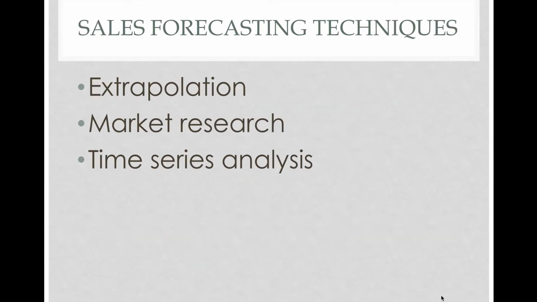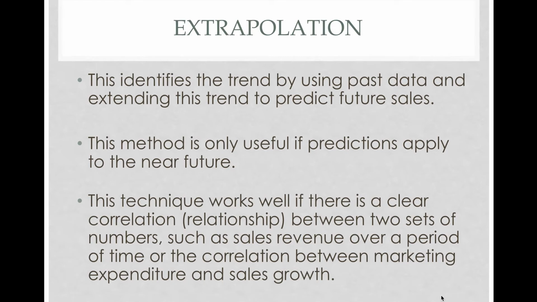There are three kinds of techniques for sales forecasting: extrapolation, market research, and time series analysis. Extrapolation is when you use a trend line. You get a whole bunch of data points and you make a line, and then you're able to extend that line to predict that it'll continue at this rate. The method is only useful for predictions in the near future, because when you extrapolate too far ahead of time, they become not very relevant. Stuff happens, Corona comes and the whole world shuts down, you know what I mean?